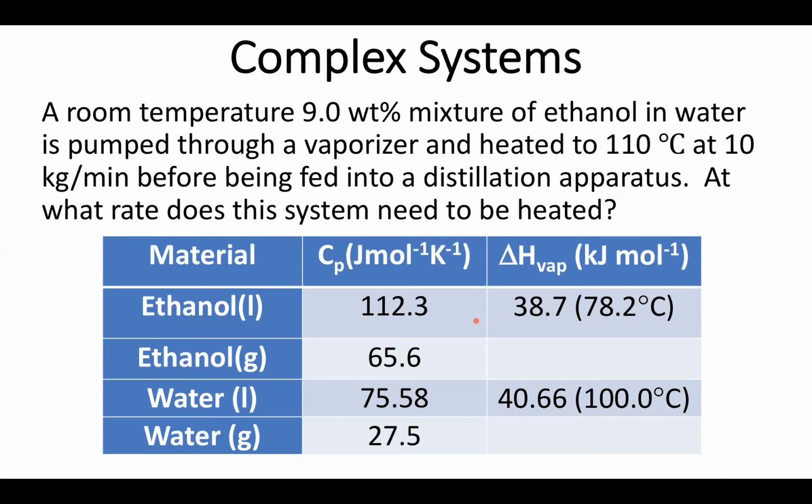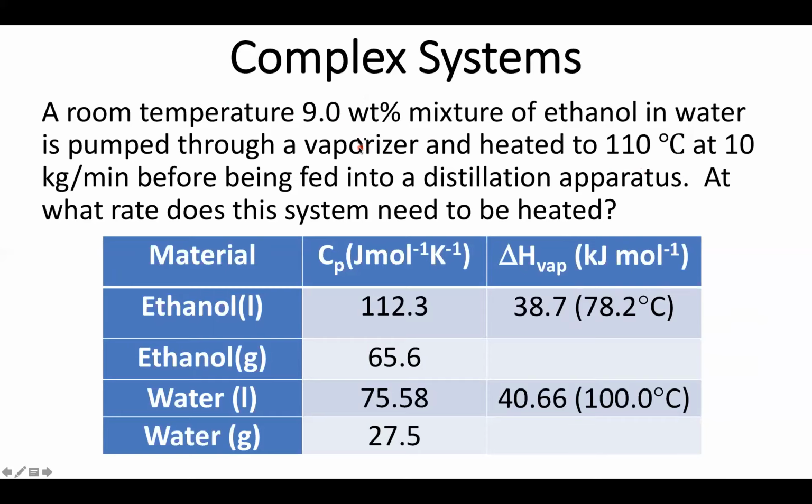I'm starting at room temperature. I'm heating the whole mixture up to 110 degrees C, and I'm doing this at a rate of 10 kilograms per minute of this 9% by weight mixture. And I'm going to use that to feed into a distillation apparatus. So I'm feeding it in as a hot distillation feed.